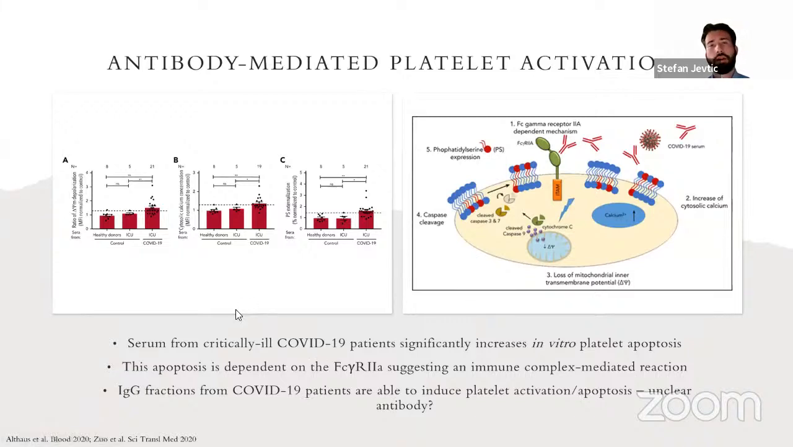And so when you take serum from critically ill COVID-19 patients, it's able to increase platelet apoptosis in vitro through activation. And this is mediated through this Fc receptor 2A. When we add an inhibitor such as IV.3, this reaction is blocked, thus confirming it's IgG related. Similarly, if you take the IgG fraction alone from COVID-19 patients, there is some evidence that this can promote thrombus formation in animal models.